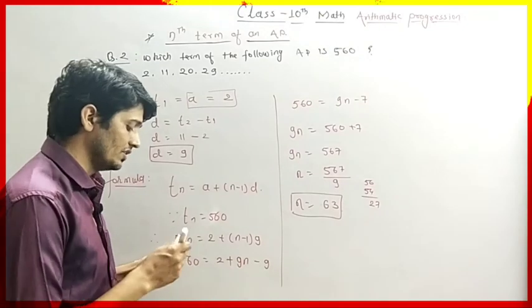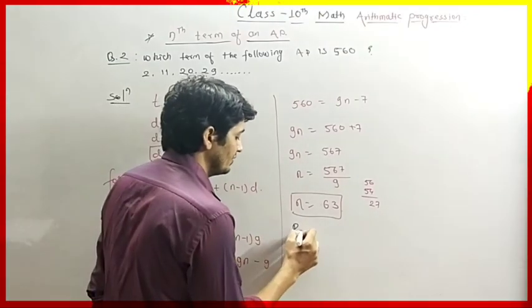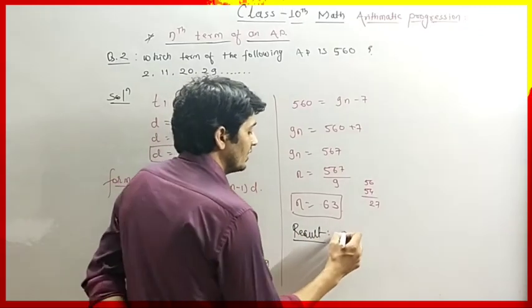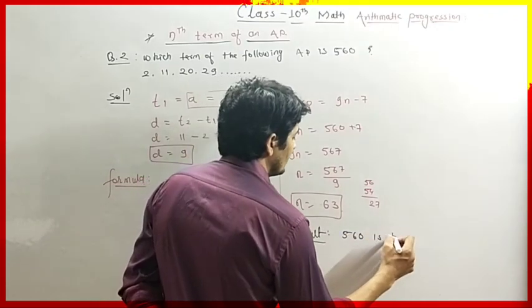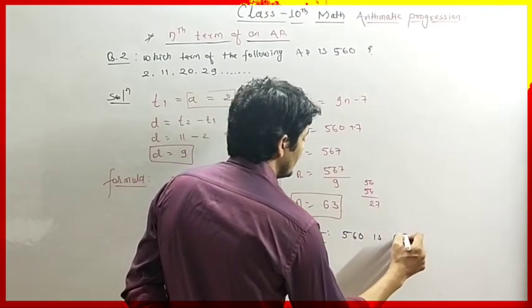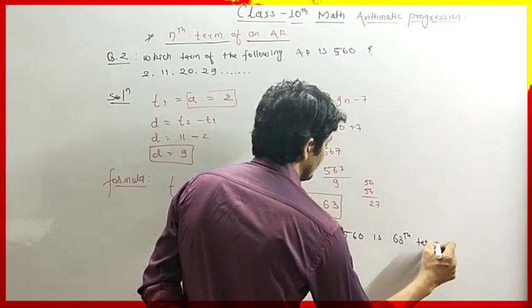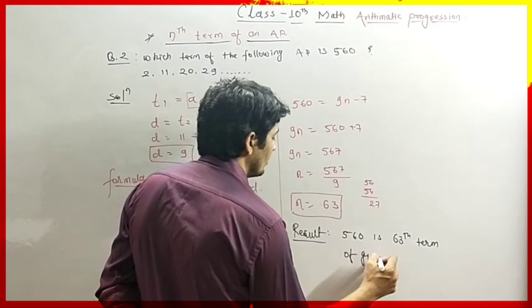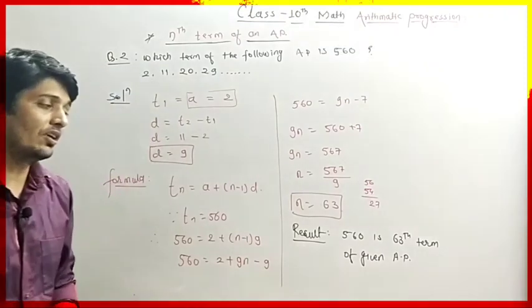Now we have the answer, so we have to write the result now. So what will be our result? 560 is the 63rd term of the given arithmetic progression. Okay, so this is our answer.